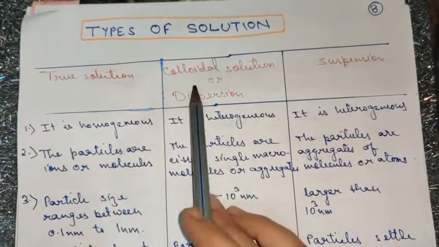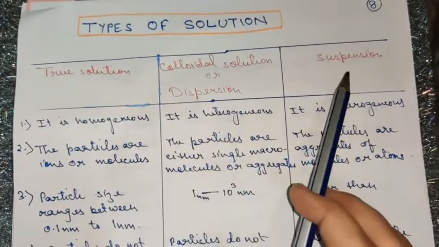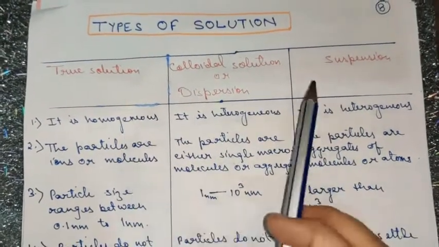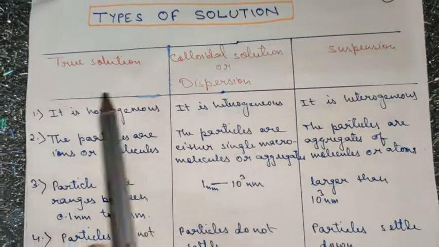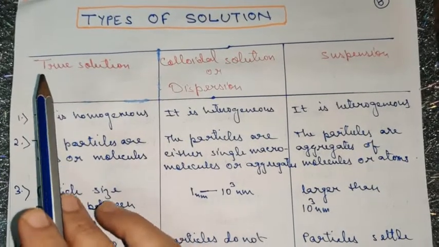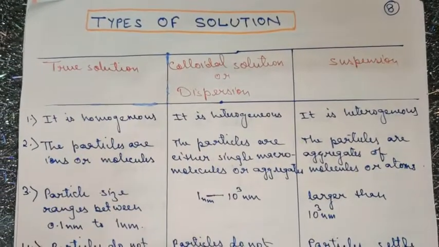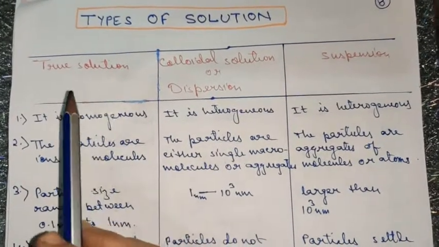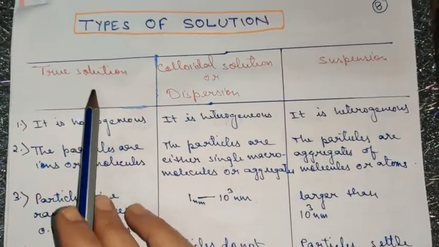So before I start comparing the three types of solution, that is true solution, colloidal solution and suspension, let us take an example of each type so that you can understand the properties in a better way. True solution can be salt added to water. A salt solution can be considered as a true solution. That is, when you mix salt to water and stir it, the solution that is prepared is a true solution.